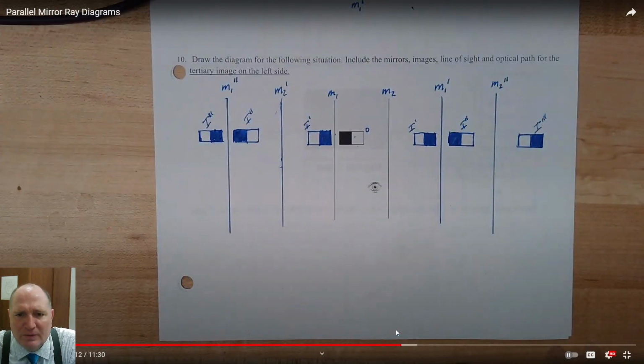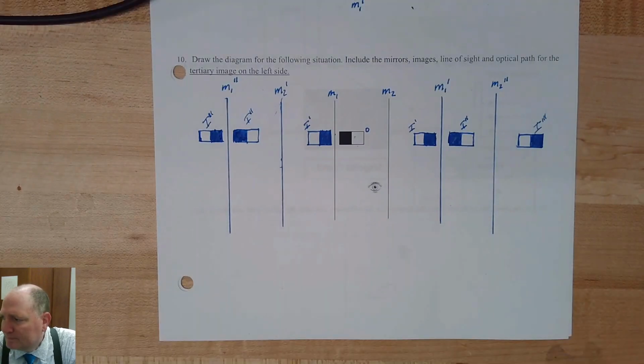All right, cool. So your first steps were copy your mirrors down and make your mirror images of each mirror an equal distance behind the other mirror. Our next step was to repeat this process and copy down images of our original object.